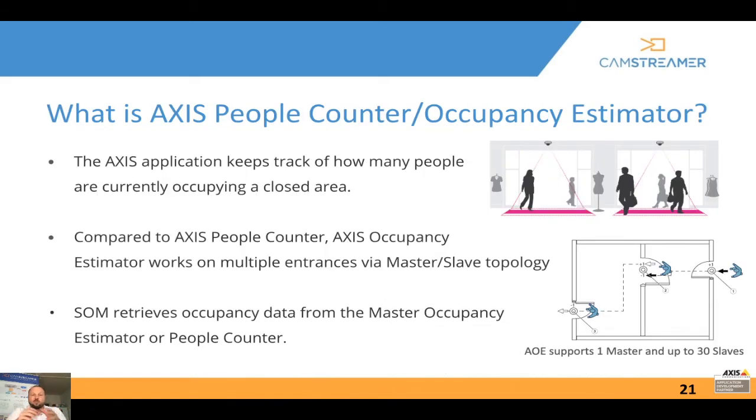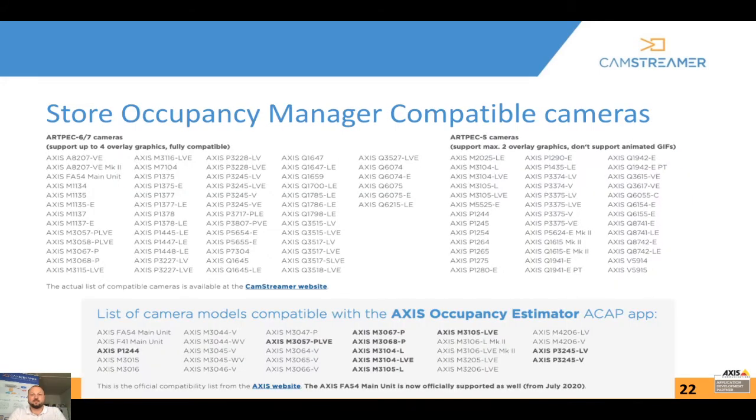Our Store Occupancy Manager supports AXIS People Counter and AXIS Occupancy Estimator. These two apps can manage the current real-time occupancy, and therefore our app is just asking these apps what's the current number of people inside the store, and based on the threshold, compares and switches on the graphics: it's full, or please wait, or come in.